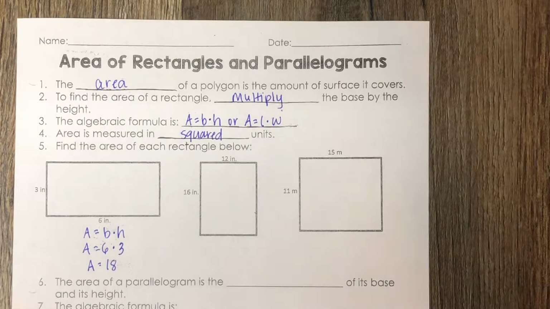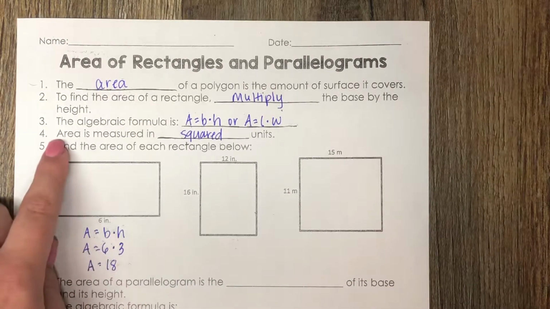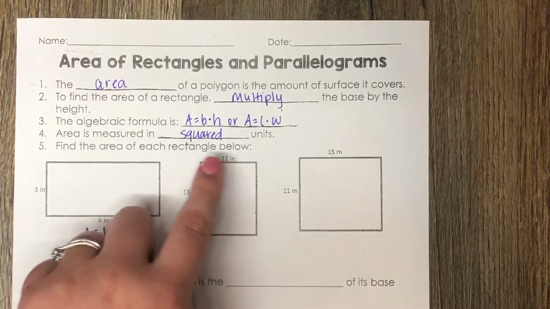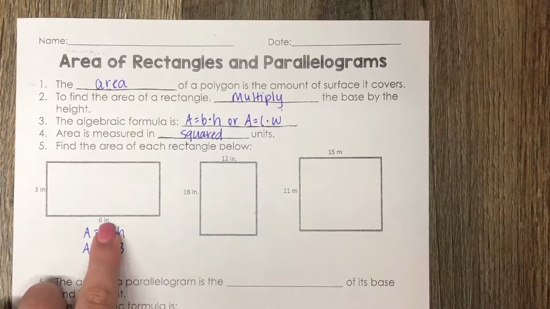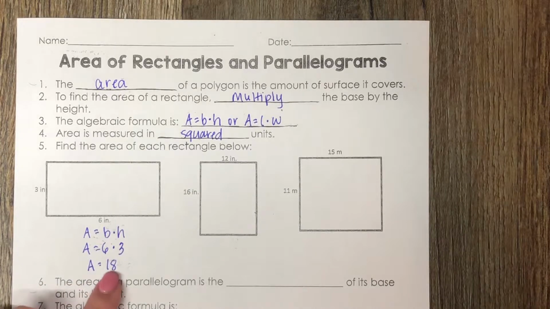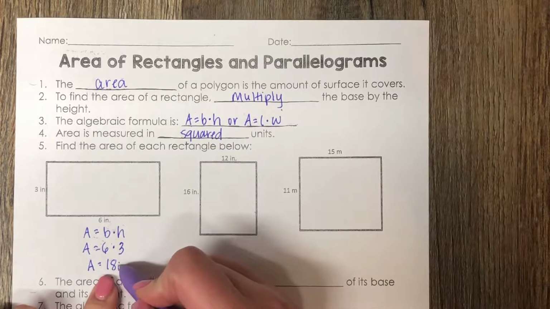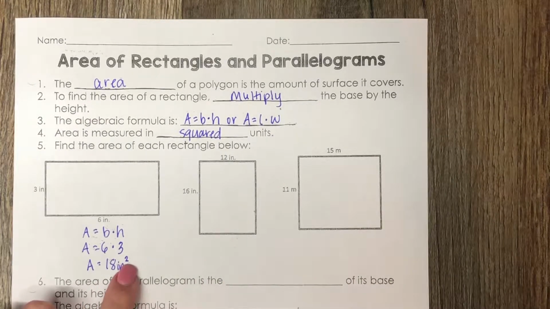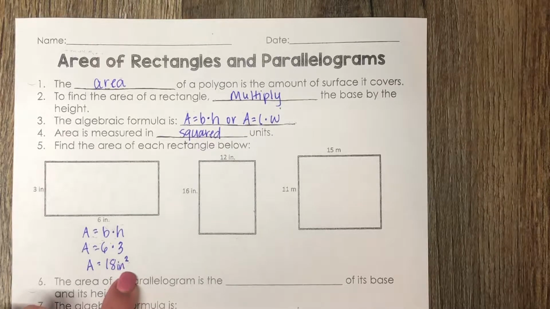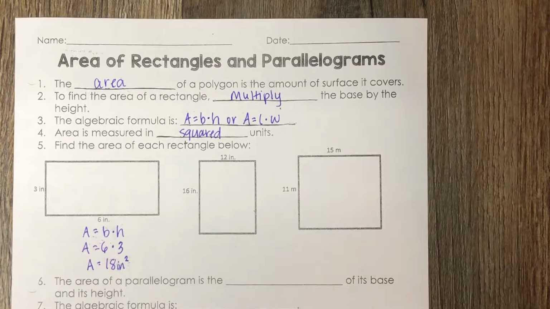Now, in order to correctly write our answer, we have to understand that area is measured in squared units. So what that means is whatever unit of measure you're measuring in, it's going to be squared. In this case, we're measuring in inches. So behind the 18, all you do is put inches squared. And the squared is a small 2 in the top right-hand corner. Okay, it's not a big 2 beside the unit. It's a small 2 in the top right-hand corner.